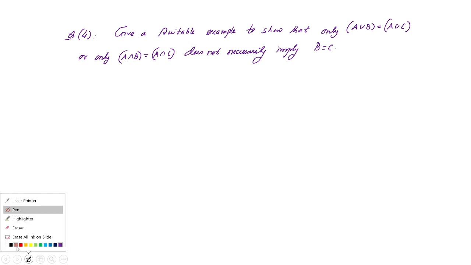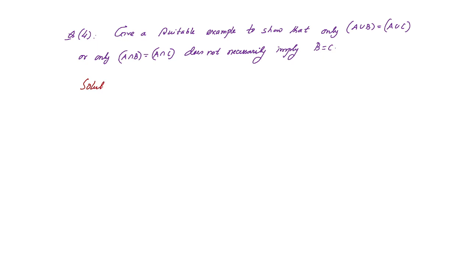The question is how to pick up the example by showing one example. Here you see A intersection B equals A intersection C and A union B equals A union C. Both together, we can show that B equals C. But if you pick up a single condition, you can't show this is true. So that means we need to set up an example. So now we will come to the solution.